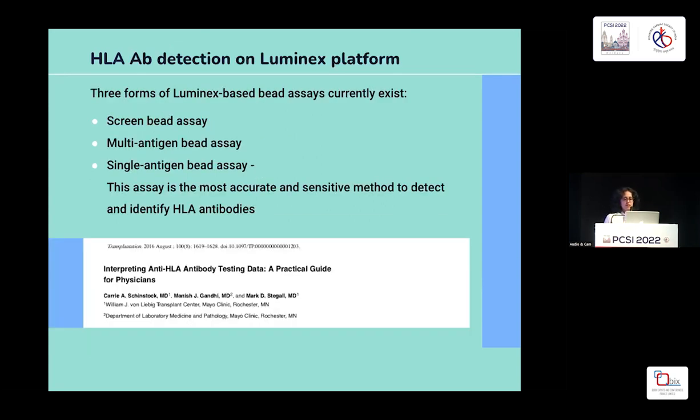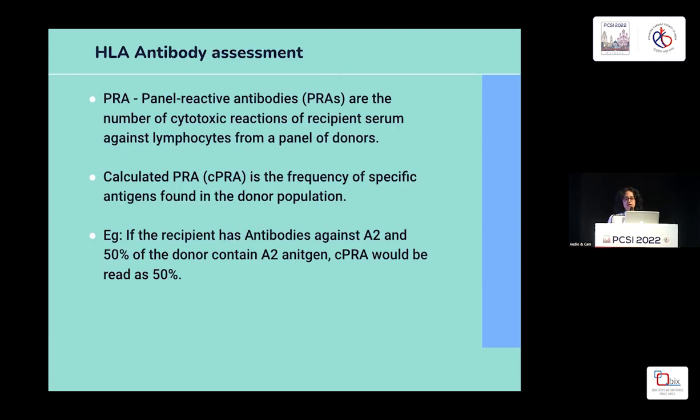PRA, or panel reactive antibodies, these are the number of cytotoxic reactions of recipient serum against lymphocytes from a panel of donors. So for example, if a recipient has antibodies against A2 antigen, and in your panel, 50% of the donors contain A2 antigen, so your PRA would read as 50%.